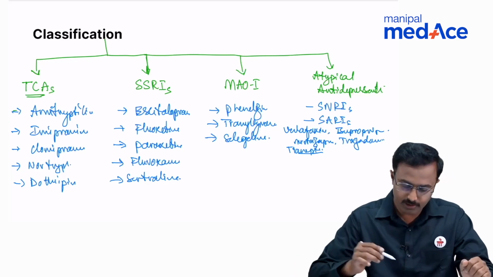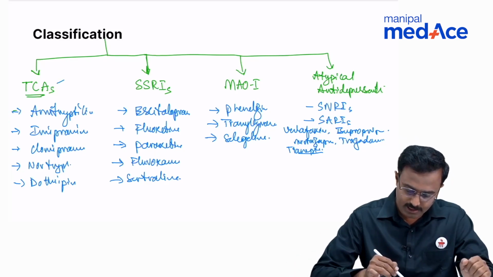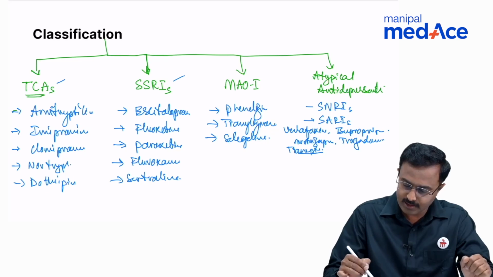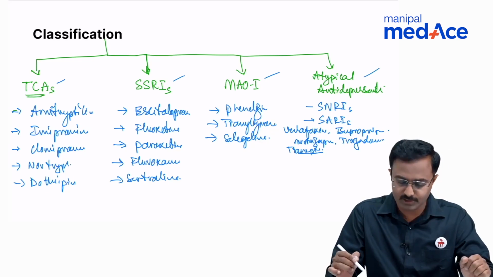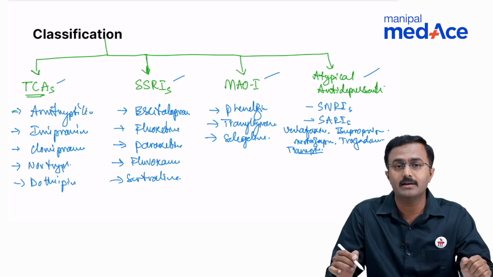So remember there are tricyclic antidepressants, SSRIs, MAO inhibitors, and atypical antidepressants, which are the major groups of antidepressants.